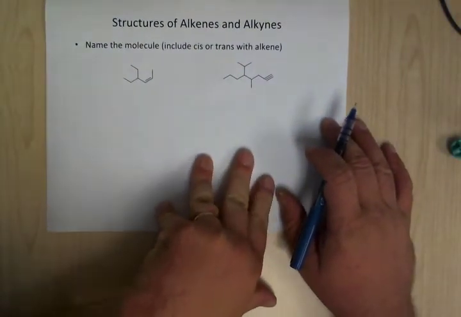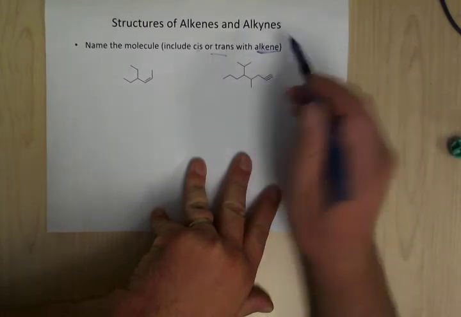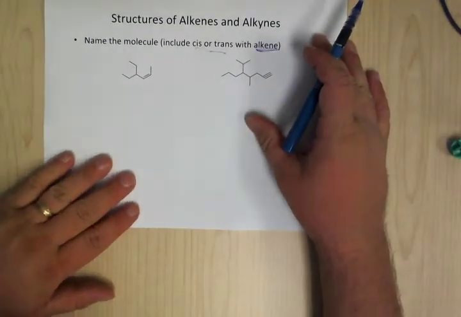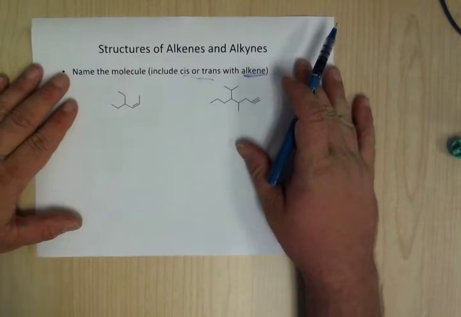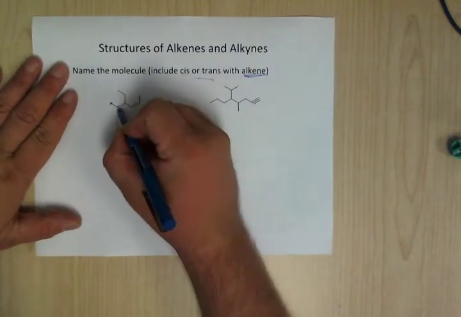Okay, so alkenes, alkynes. Now you're going to have to put cis and trans in with just the alkenes. You don't have to worry about the alkynes, there's no cis and trans in the alkynes. Just these. So here we go. Put in your dots.